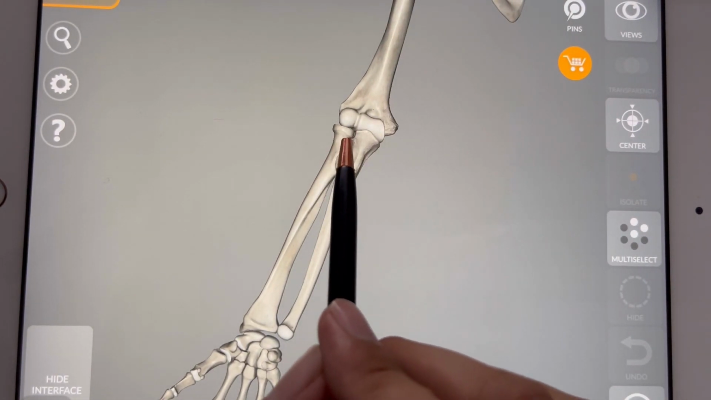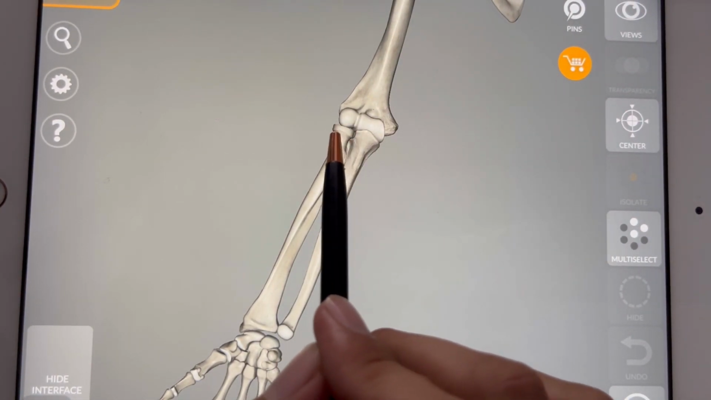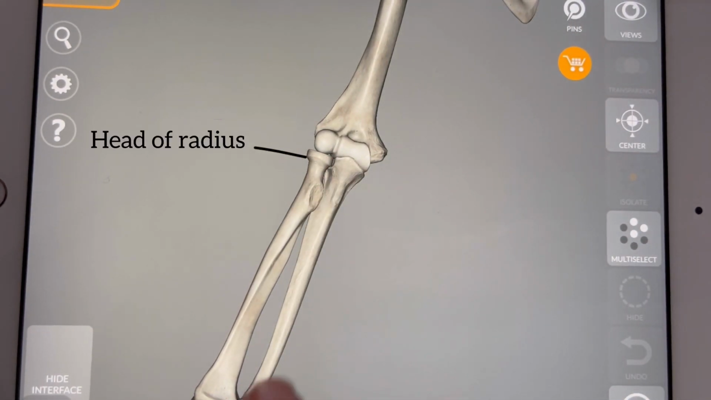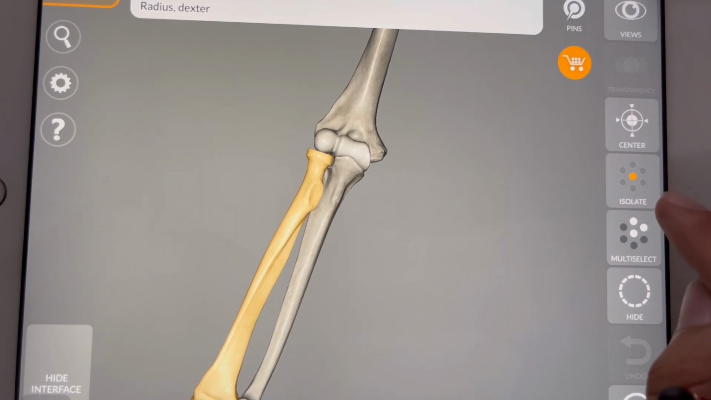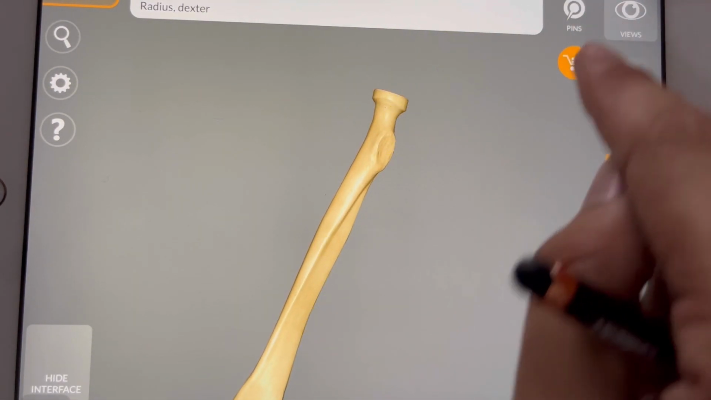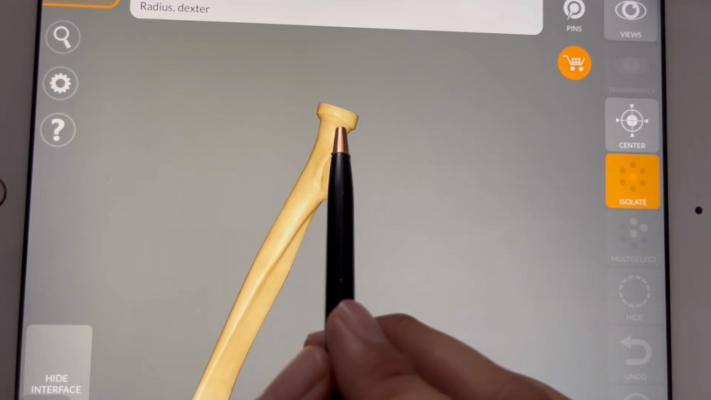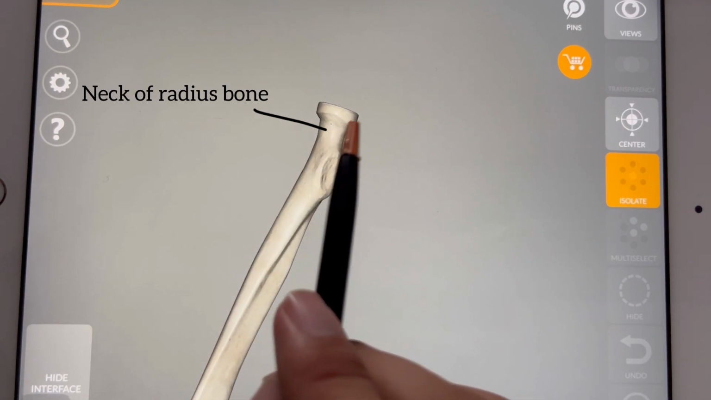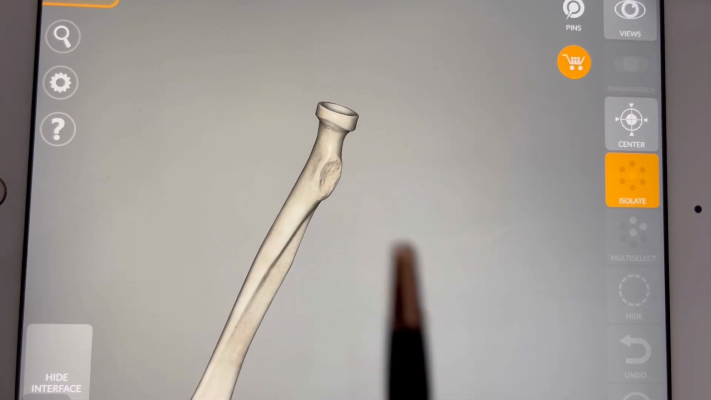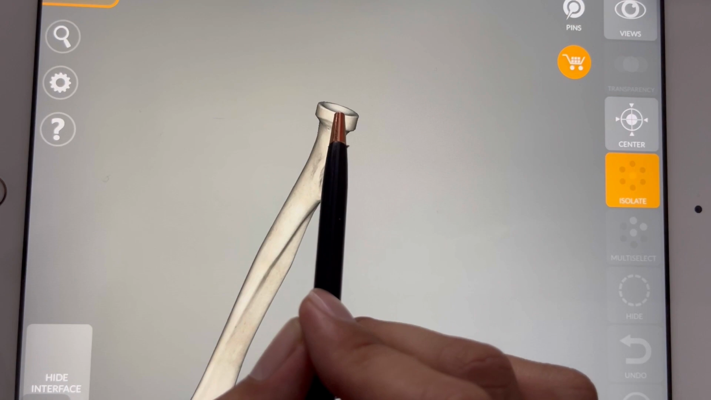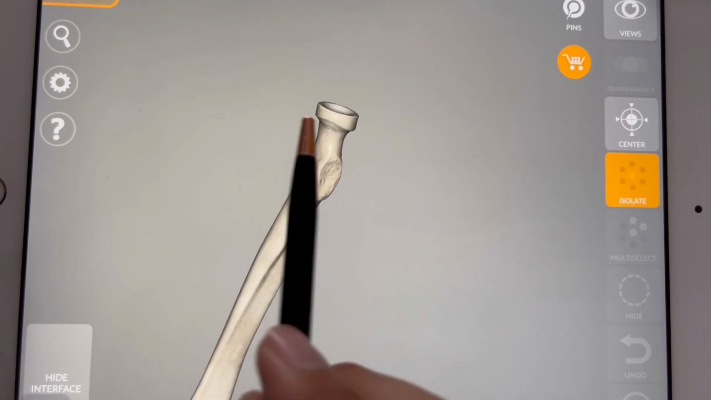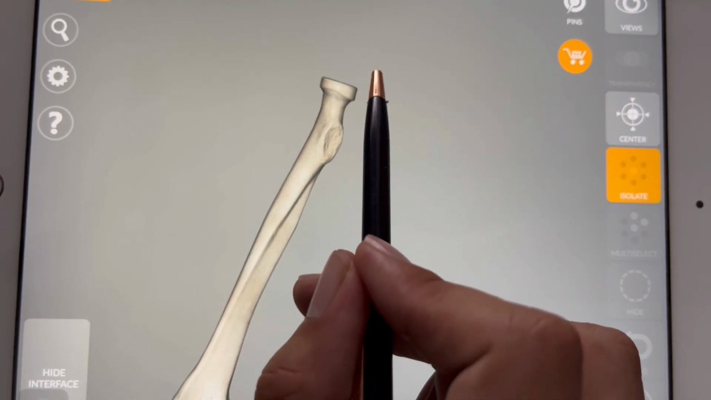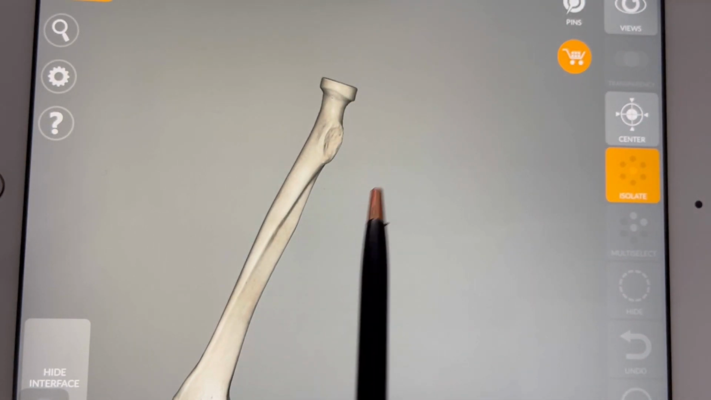Now proximally this small round surface is called the head of the radius bone. Followed by the head, this region is called neck of the radius bone. The head of the radius bone forms articulation with the capitulum of the humerus bone, while medially the head also articulates with the radial notch of the ulna bone.